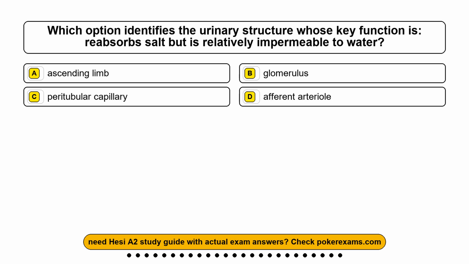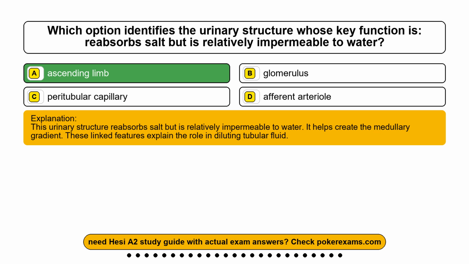Question 21. Which option identifies the urinary structure whose key function is that it reabsorbs salt but is relatively impermeable to water? Option A, ascending limb. Option B, glomerulus. Option C, peritubular capillary. Option D, afferent arteriole. The correct answer is option A, ascending limb. This urinary structure reabsorbs salt but is relatively impermeable to water. It helps create the medullary gradient. These linked features explain the role in diluting tubular fluid.